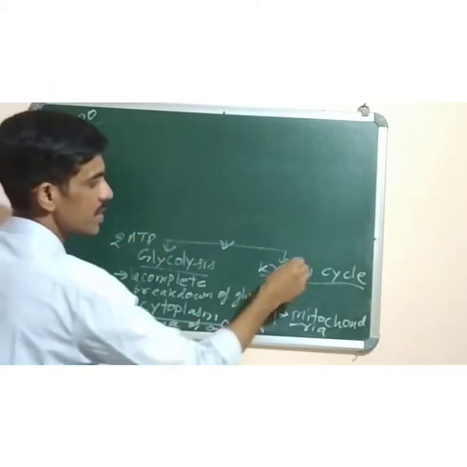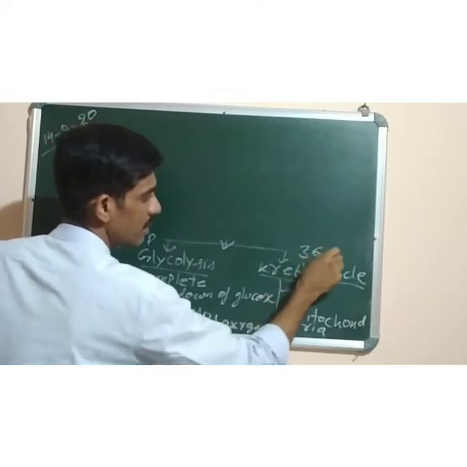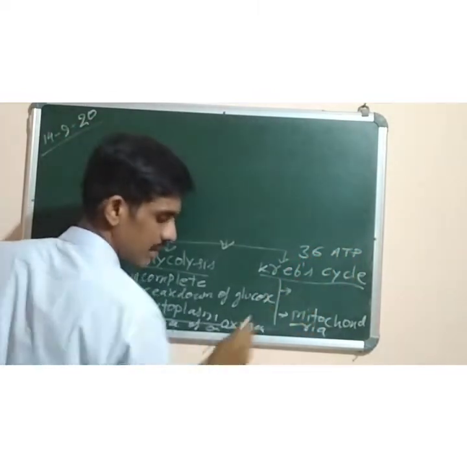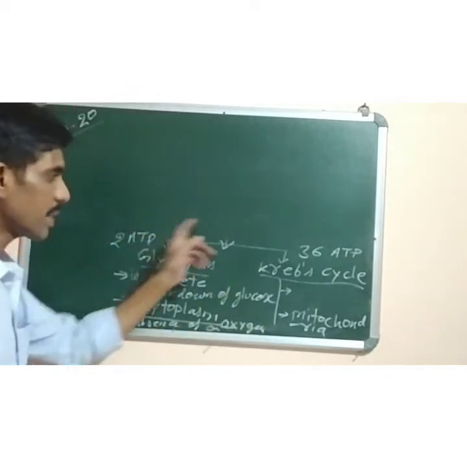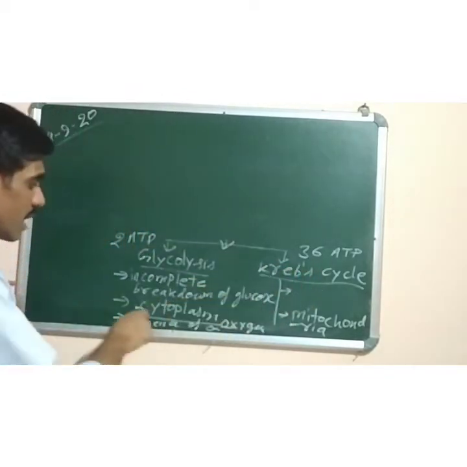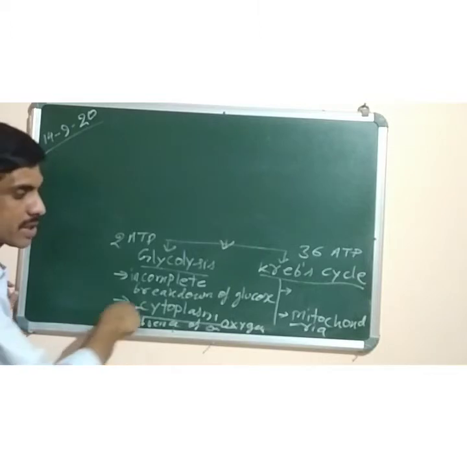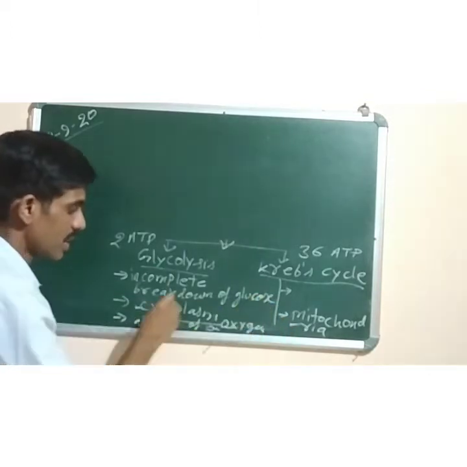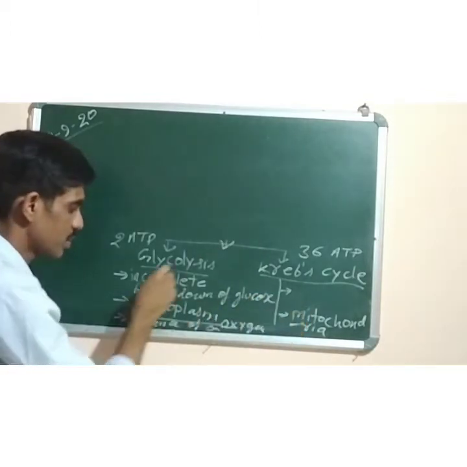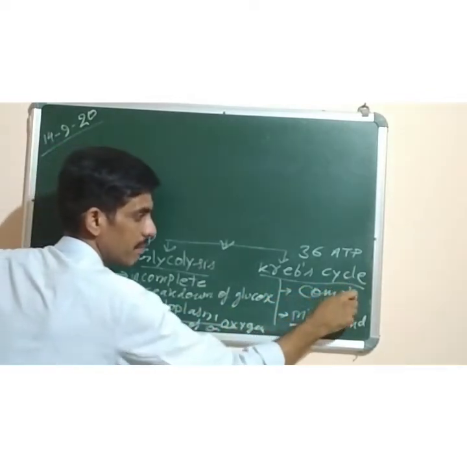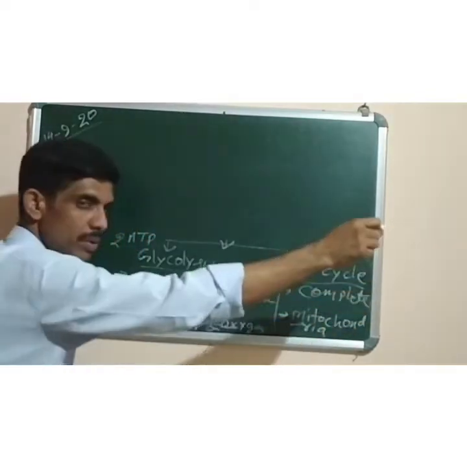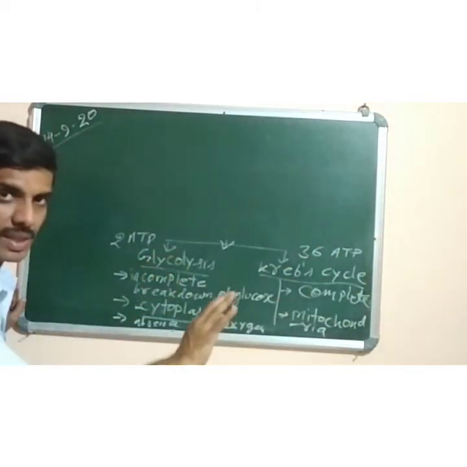And here how many ATP is formed? It results in the formation of 36 ATPs. Total how many ATPs are formed? 36 ATP. Here 2 ATP, there 36 ATP. This one in the absence of oxygen, that one in the presence of oxygen. This one in cytoplasm, that one in mitochondria. This one is incomplete breakdown, this one is complete breakdown of glucose. So like this, the difference is easy to learn.